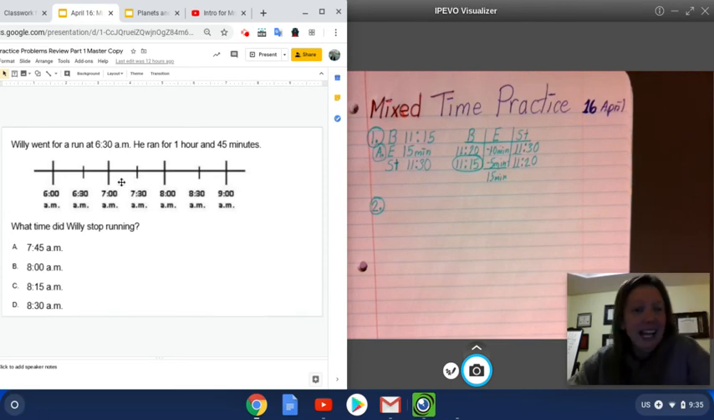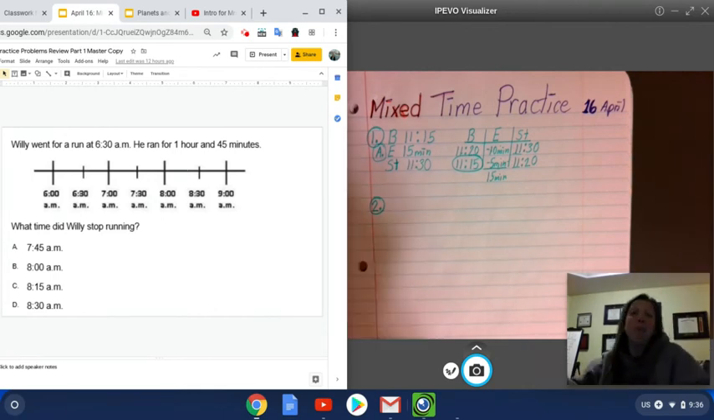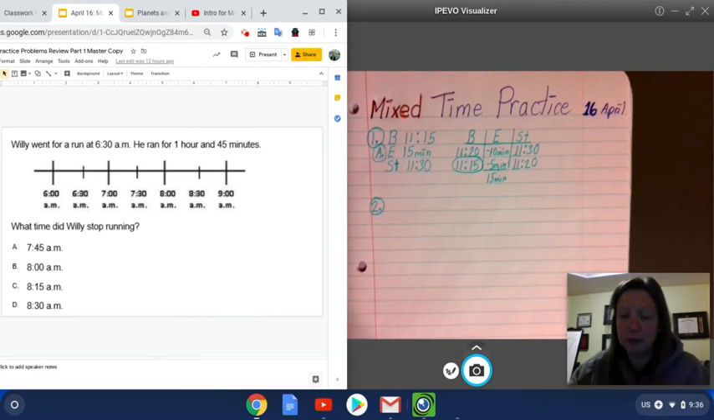Now, this number line, I can look at it, and because he went for a run, he's starting the run at 6:30. Well, if I go forward from 6:30, 1 hour would be 7:30. 30 minutes more would be 8 o'clock, but then I don't need another 30 minutes, so it can't be 8:30. So what should go right here in between? That's what we're going to figure out, but we're going to use a T-chart.